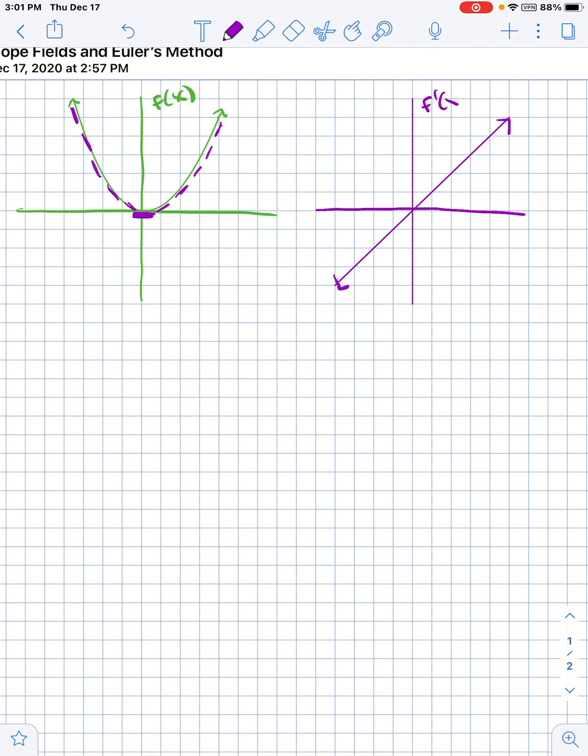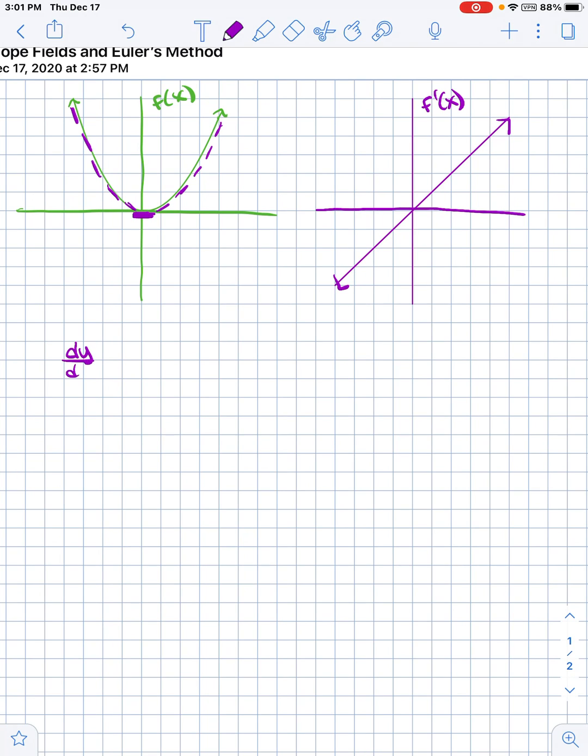So what slope fields do is work backwards. It says, here are all these tangent lines. What is the original function going to look like? It's a little bit tedious, but it's going to work. I'm going to show you how we work on slope fields.